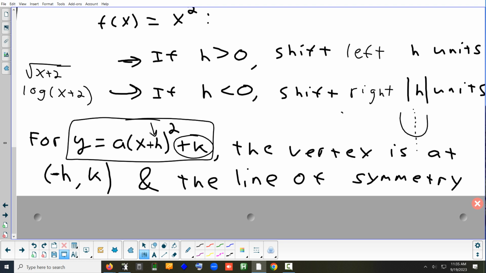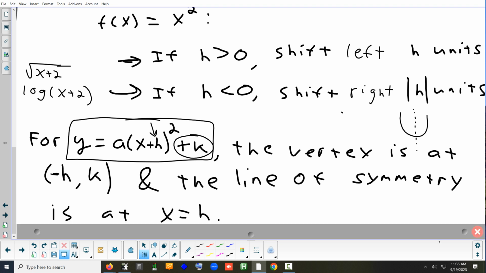And is the line of symmetry here vertical or horizontal? Vertical. And how does the equation of a vertical line start? What letter equals? X equals. So it's x equals, and it's kind of like what you did for the vertex, but it's only part of it. It's just x equals the opposite of h. You don't use k.